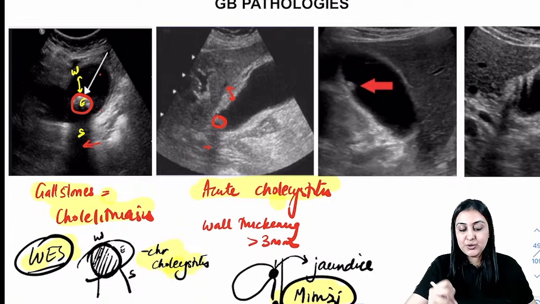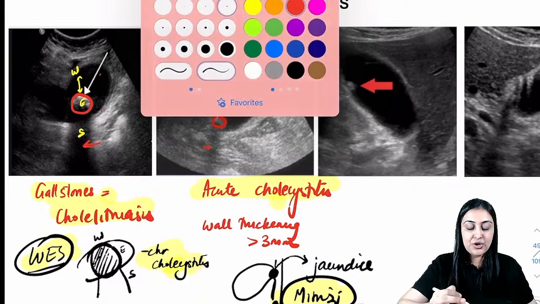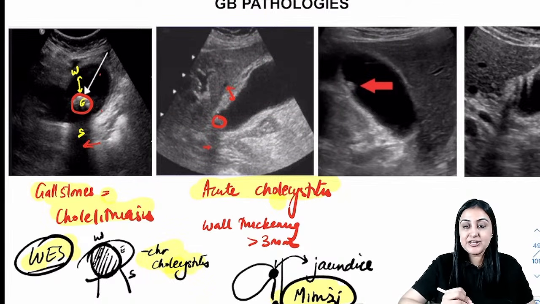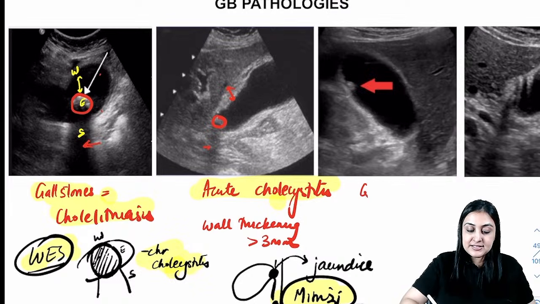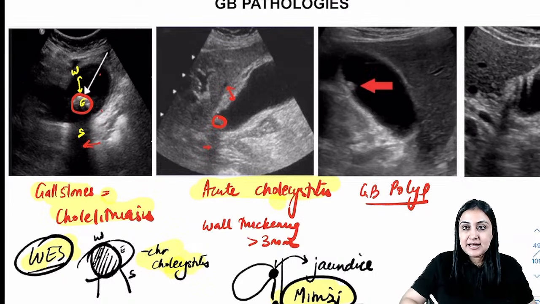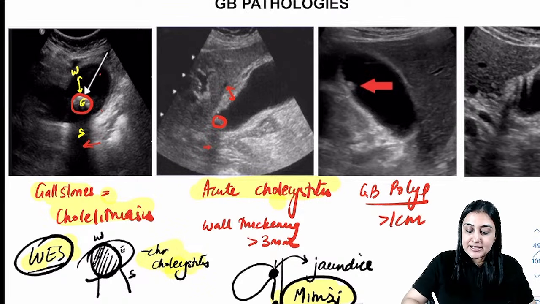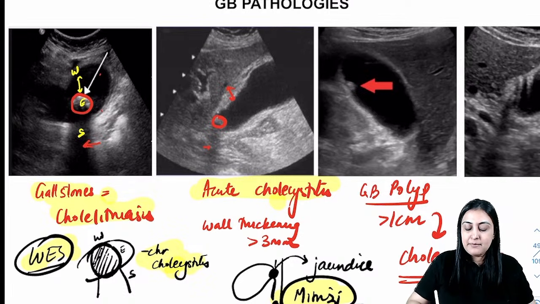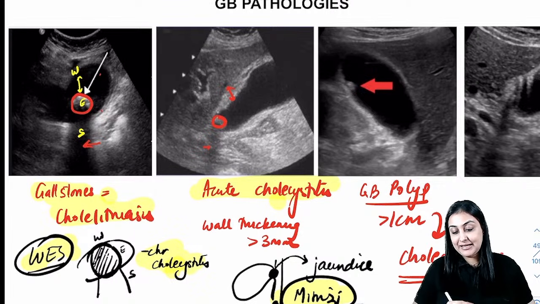Does it have any shadowing? No shadowing. So when you do not see any shadowing, hyperechoic lesion attached to the wall, this is a GB polyp. Significance: any polyp which is more than 1 centimeter, we want to do a prophylactic cholecystectomy, right? I want to remove this because of higher risk of malignancy.